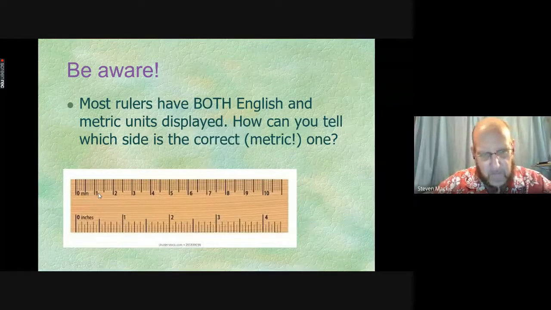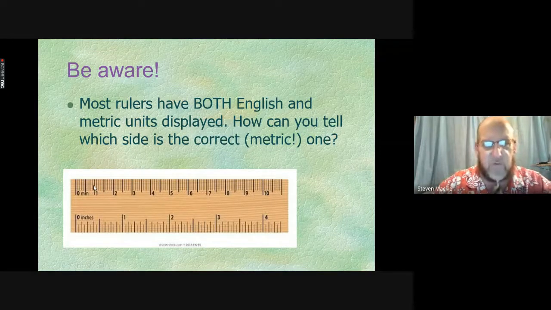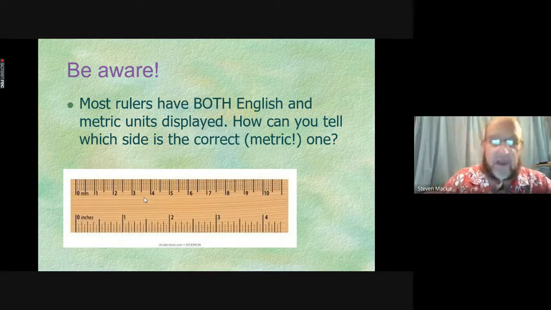And again, we see 1, 2, 3, 4, 5, 6, 7, 8, 9, 10. But between 0 and 1, there are 10 divisions. Each one of those is a millimeter. Between 0 and 1 is a centimeter. Between 1 and 2 is a centimeter. Between 2 and 3 is a centimeter. And when you work through this lab, you'll get a chance to play with the rulers.